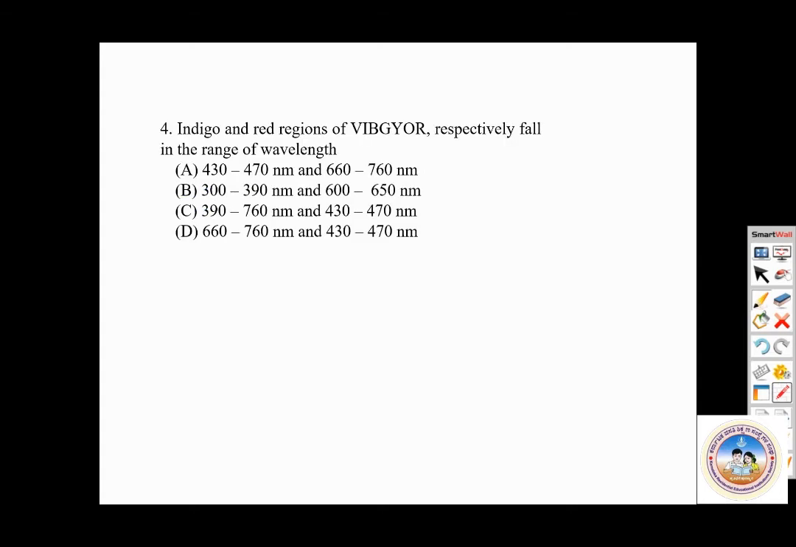Moving ahead. The indigo and the red regions of VIBGYOR respectively fall in which wavelength? This is the wavelength corresponding to the blue and the red region. Keep that in mind. You read it earlier, so they are asking that here. They are asking almost blue and red region. We have to estimate. Usually it is 430 to 470 and 660 to 760 nanometer. Look in that range.